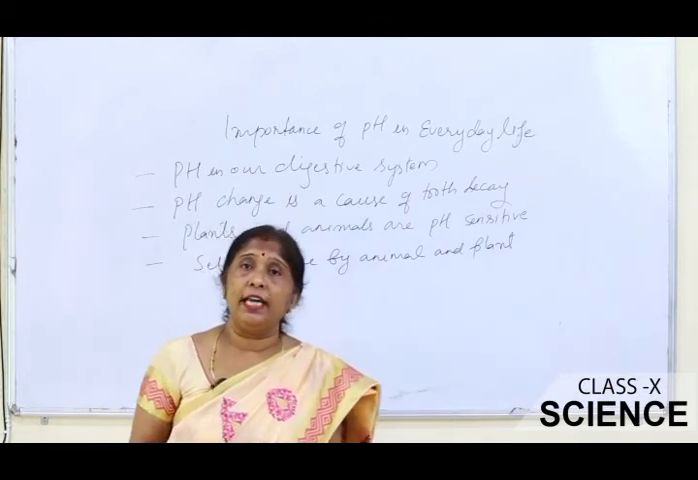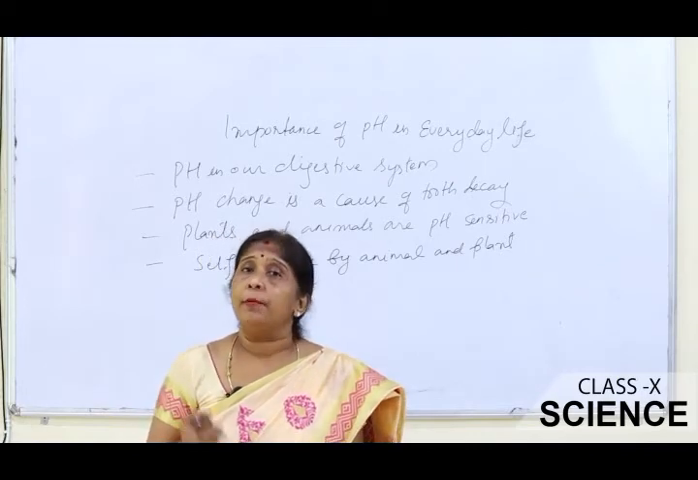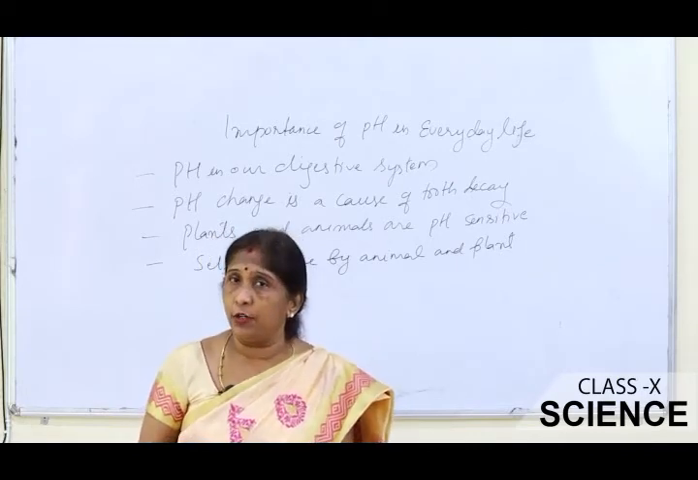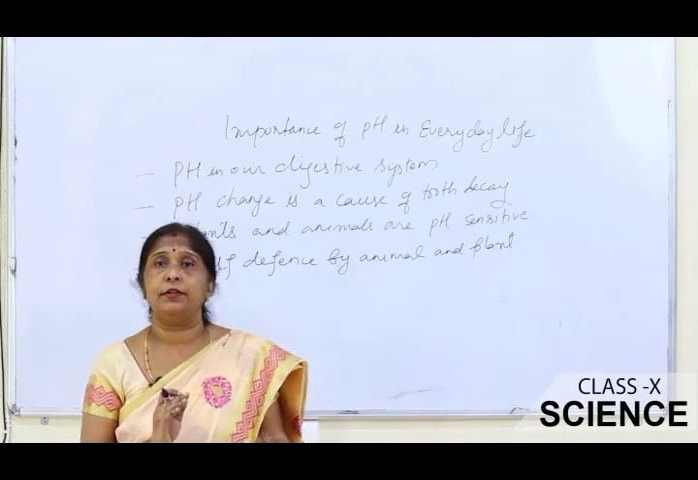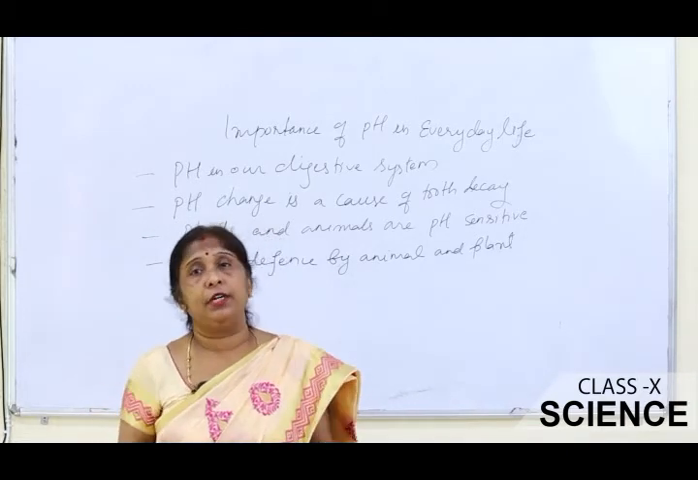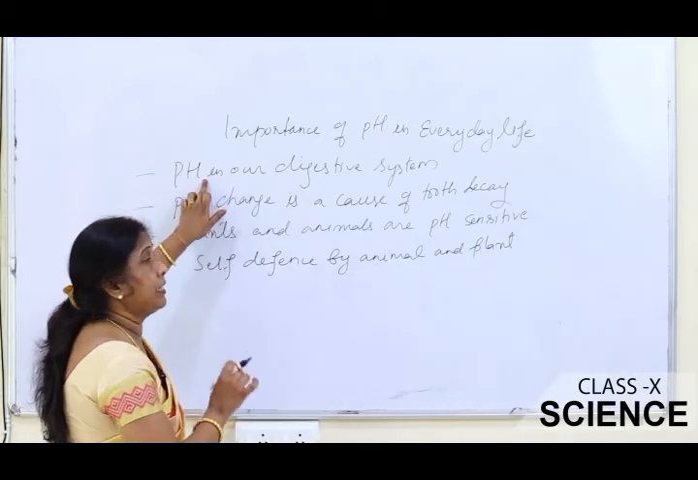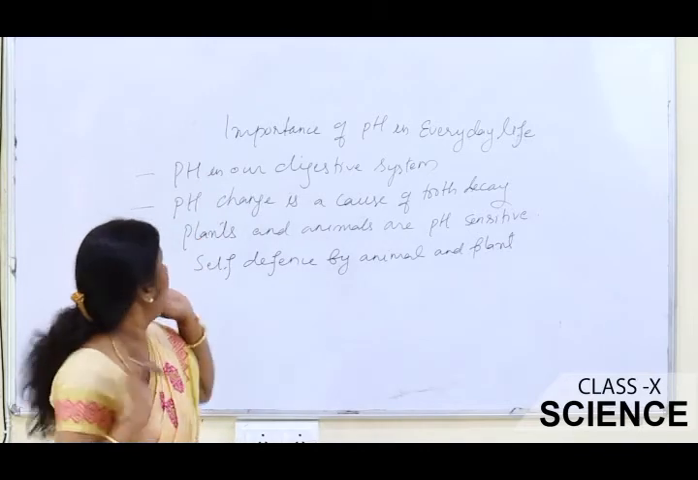At that time we are advised to take an antacid, which is a preparation of a mild base called magnesium hydroxide. This magnesium hydroxide reacts with the acid and neutralizes its effect, and we get relief from the pain. So to maintain the proper pH in the digestive system is very much essential.